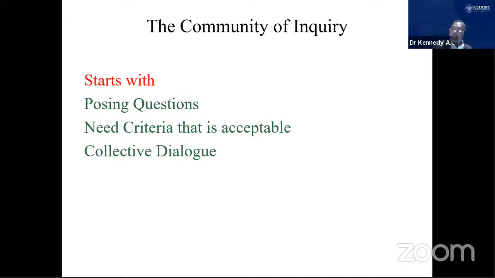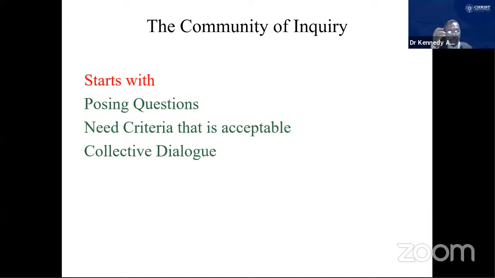Having said that, what is this whole idea of community of inquiry, and how can you get this going in your classrooms? It starts with posing questions. As I told you, what are questions? Questions are arguments. Where are the arguments coming from? Arguments come from events, occurrences, and phenomena, if you want to call them that. How do you say that there is an argument, there's evidence? Because these are incidents that have occurred, and therefore they have sources. There is evidence for these occurrences. So allow students to pose questions.